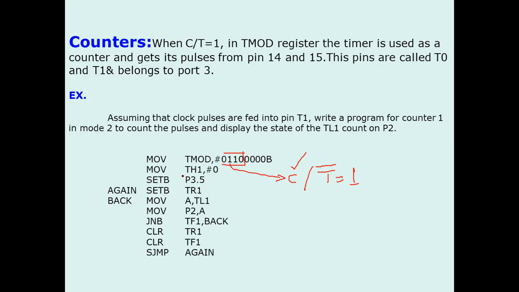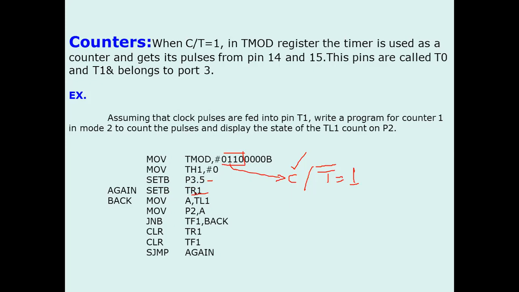P3.5. Now what is P3.5? By default any pin is set as an output pin. To make it an input, we need to set it to 1. The program says external clock pulses will come into the microcontroller through pin T1, and the T1 pin is P3.5. So we need to set bit P3.5 and set bit TR1. This is required to run the timer, the run control bit. TR1 is for timer 1.